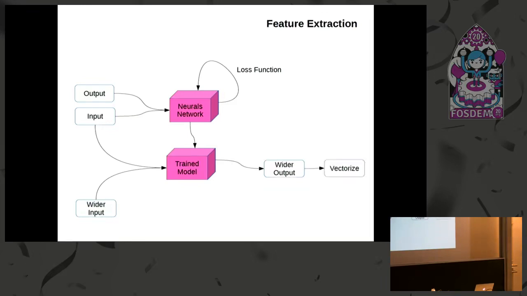And the last one is feature extraction. You will train your model with a small training area, and you will use a wider imagery input to compute output. For instance, you will only label a small area, and once your model is trained, you will be able to launch the prediction on a wide area and thereafter vectorize it.